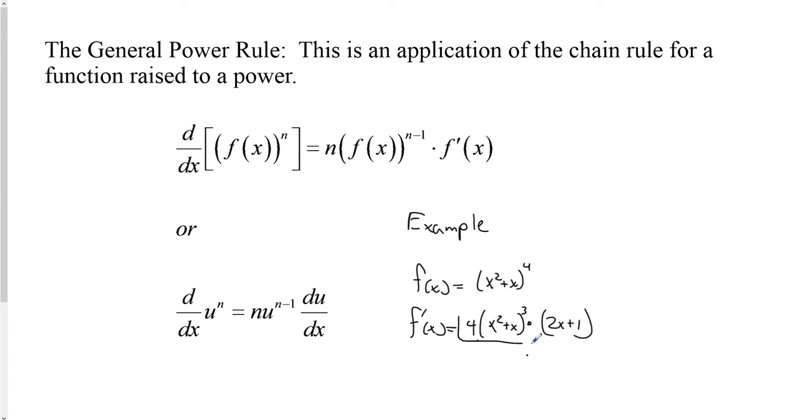Now this is good enough for right now. I don't think it's reasonable for me to ask you to multiply all of these out, especially if it's x to the third, and then multiply by that 2x plus 1, and then multiply by 4 again. That's a little bit more work than what we really need to do here.